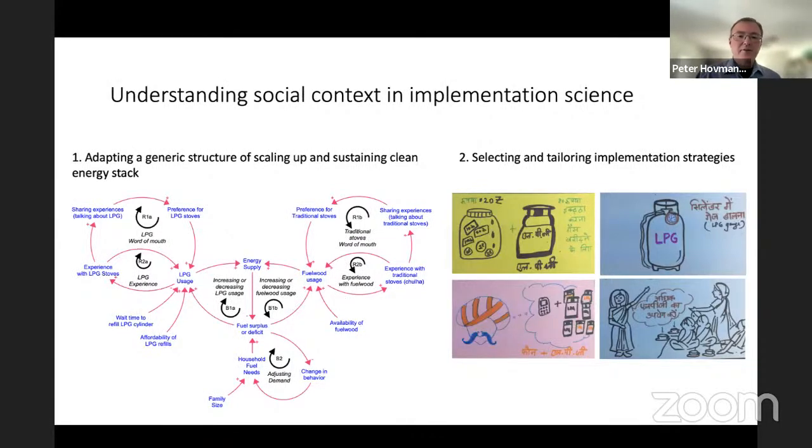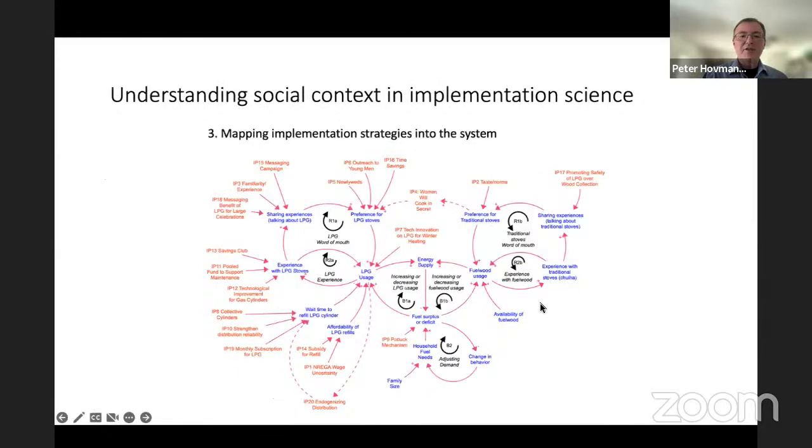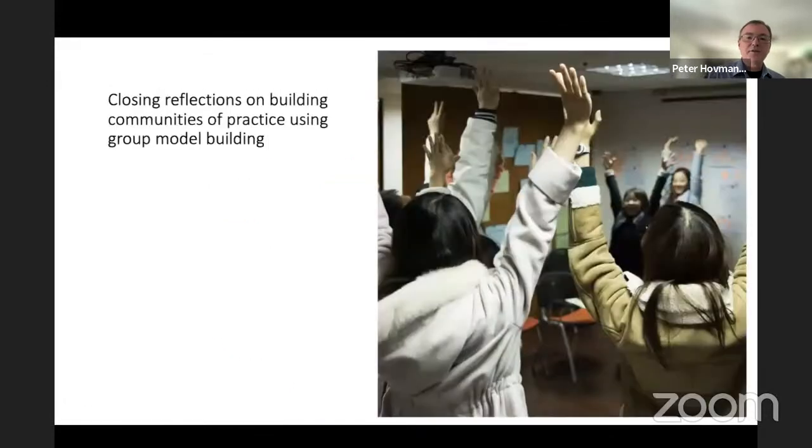de-implementation of coal and wood. This would be how we would implement some of the strategies and the mapping of some of these strategies from the community sessions. So there are interesting things here that came out, for example, endogenizing distribution, and also the role of gender equity and ways that women would be able to shift the use of the fuels.